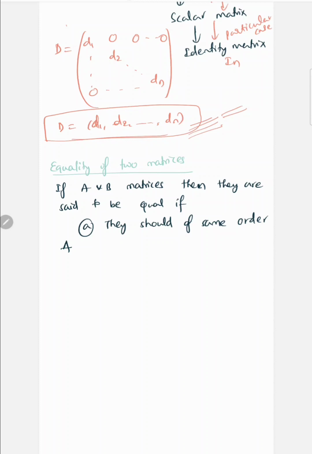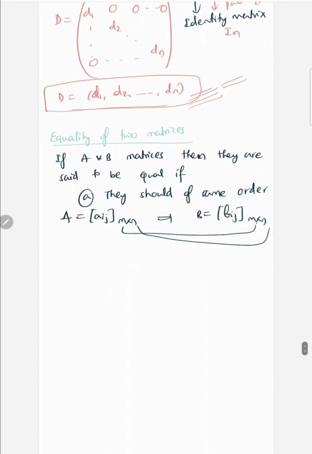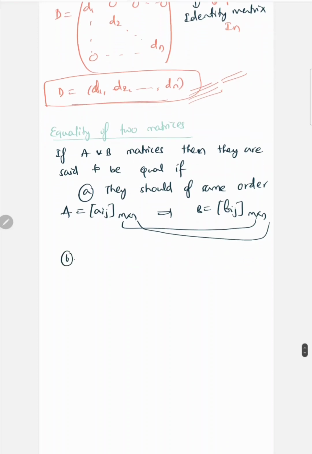Suppose A is a matrix given by aij. If it is of order m by n, then B should also be an m by n matrix. So the order of both matrices should be the same: the number of rows in the first matrix equals the number of rows in the second, and the number of columns in the first equals the number of columns in the second. The second condition is that if aij is the element in the ith row and jth column of A, and bij is the element in the ith row and jth column of B, then they should be equal for all i and j. That means the corresponding elements of A should be equal to the corresponding elements of B.